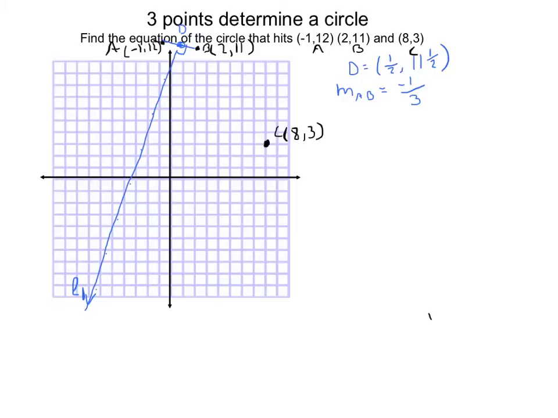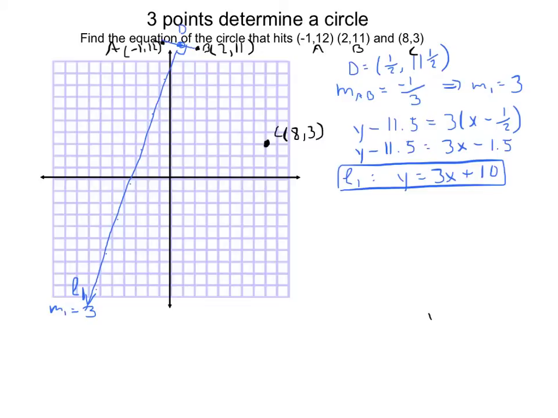Okay, we'll call this line 1. I know that the slope of line 1 is 3. I also know it goes through the point up here, 1/2, 11 halves. So I'm going to put all that information in point slope form and get the equation. Distribute the 3 across, and then add that 11.5 to the other side. Alright, there's the equation of line 1.